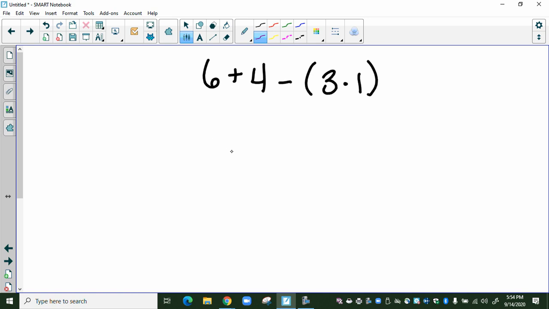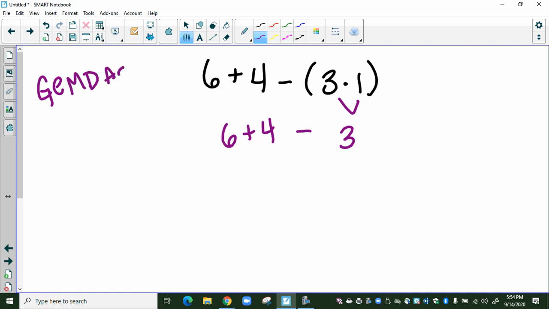Our third example. We've got our grouping symbols right here. 3 times 1 is 3. Carefully copy the rest of the problem. And then we have no exponent, no multiplication, no division, but we do have both addition and subtraction. So we're going to go from left to right. That means the addition is going to be first, and 10 minus 3 is 7. There's our answer.